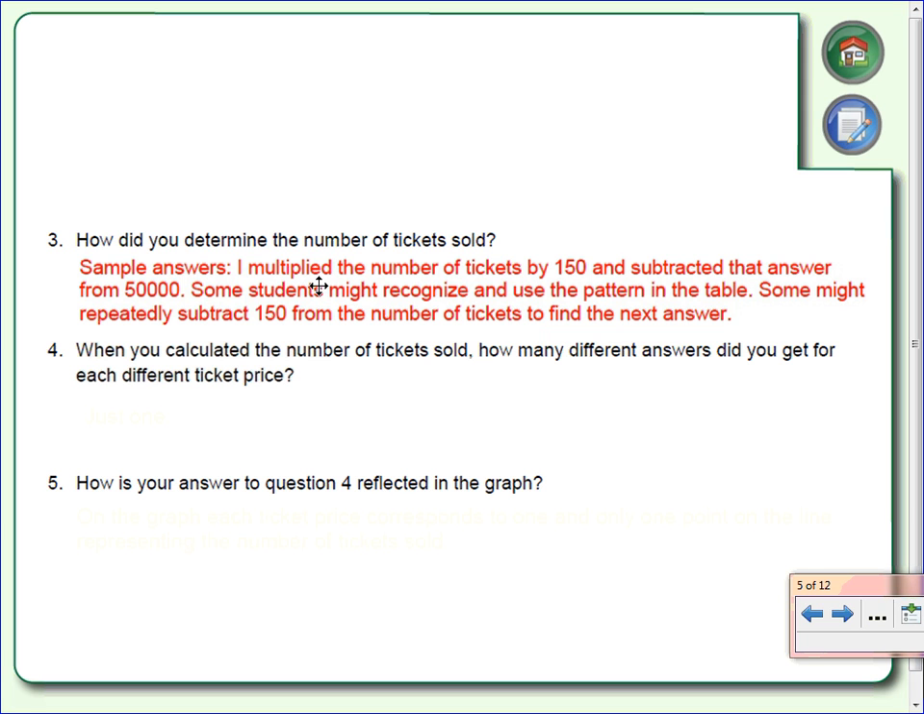Actually, you know what? I think they messed up there. It should be: I multiplied the price per ticket by 150 and subtracted that answer from 50,000.